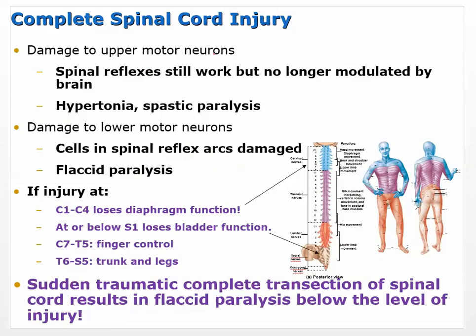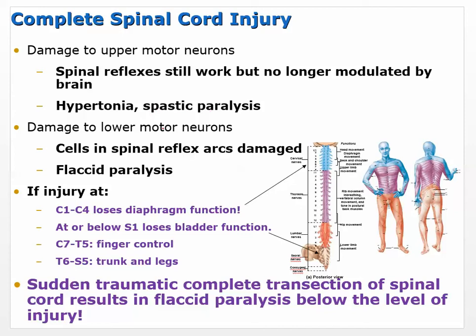All right, so complete spinal cord injury. Damage to upper motor neurons: spinal reflexes still work but are no longer modulated by the brain. It goes back to the upper and lower motor neurons that we discussed before. If you damage the upper motor neurons, you still have spinal reflexes because you still have back and forth communication between the muscle and the spinal cord, and that reflex is still intact. So reflexes still work. Hypertonia, so your muscle tone may be increased because your brain isn't able to control it, because that's cut off.